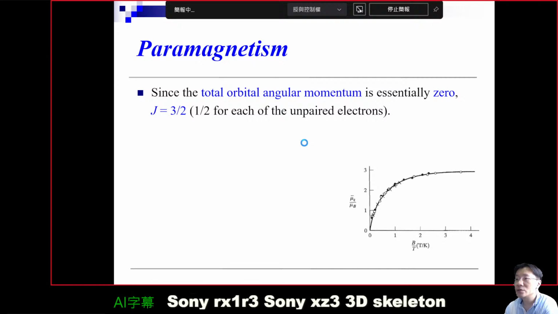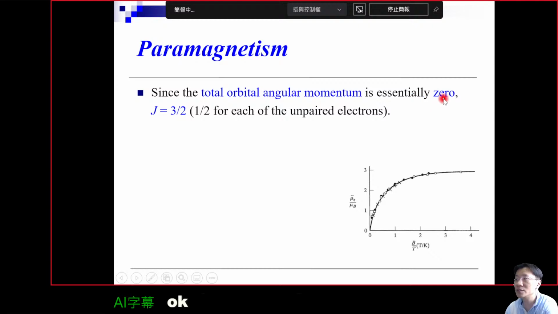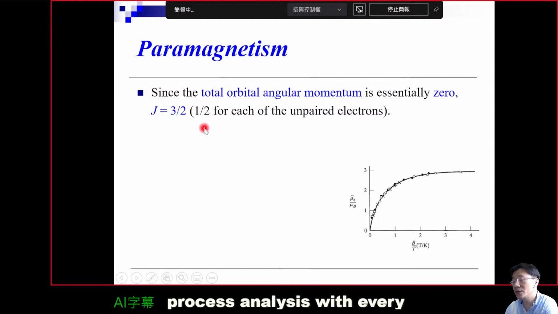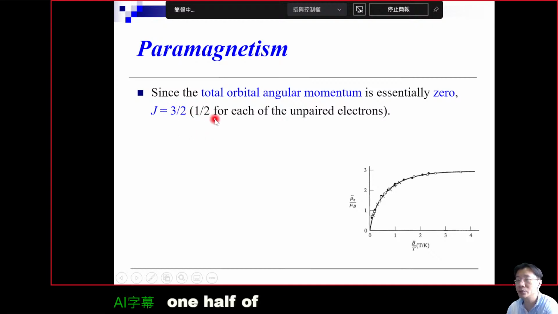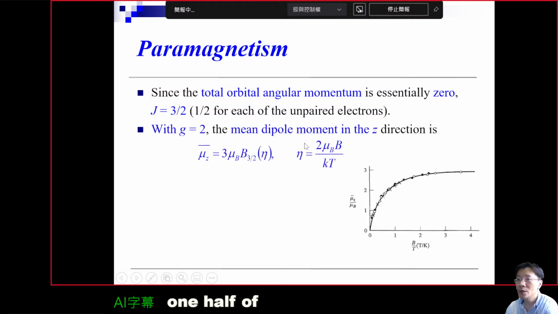Okay, so for the total angular momentum, the orbital angular momentum is essentially 0. So J is L plus S, and L is equal to 0. And S has 3 electron spins, each contributing 1/2, so we have the total S equal to 3/2. With the G value equal to 2, then we will have mu z equal to 3 mu B, B of eta.